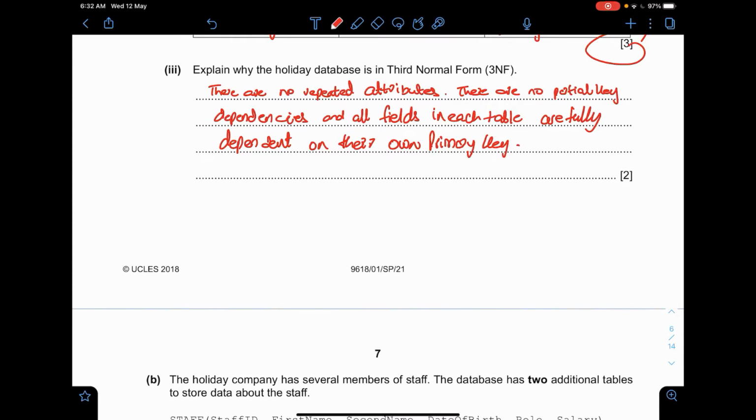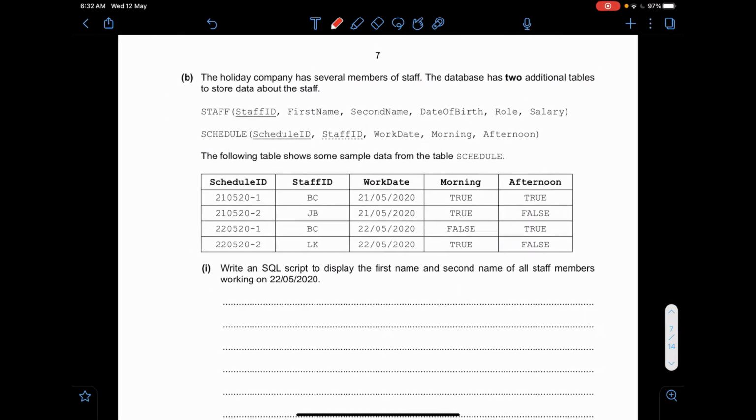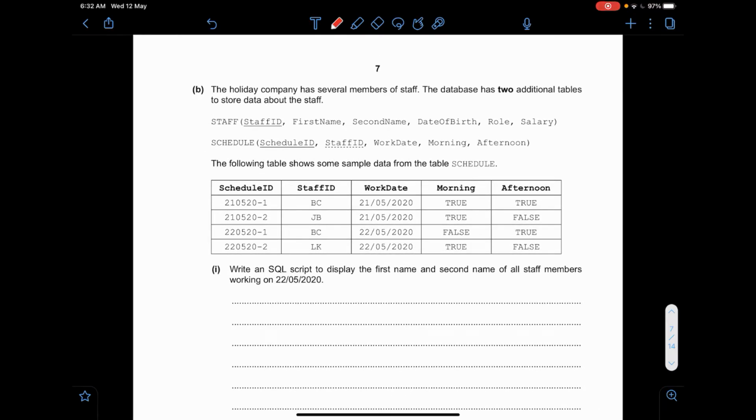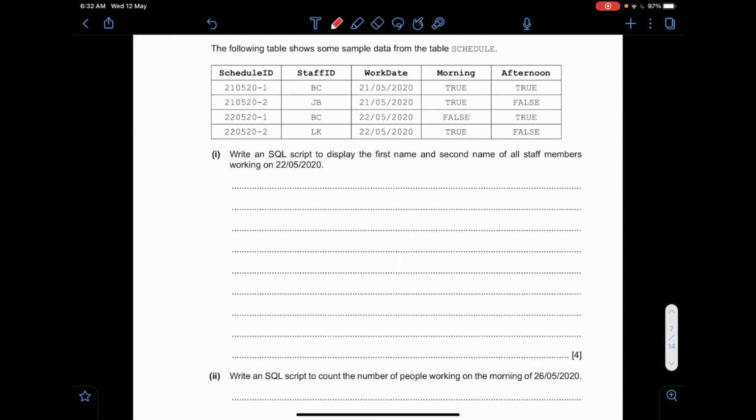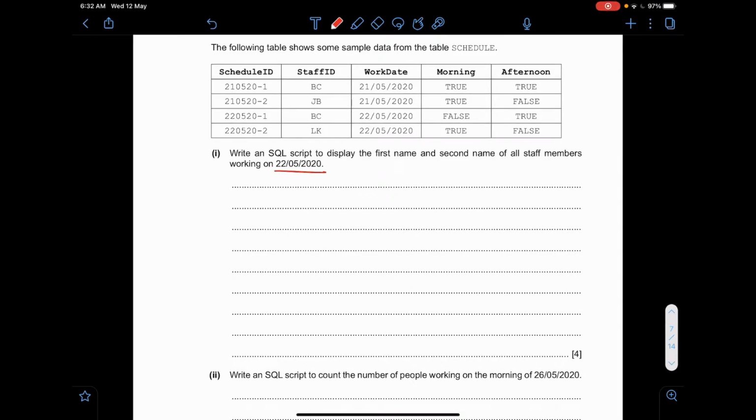Right, and now we move on to the holiday company has several members of staff. The database has 2 additional tables to store the data about the staff, your staff and schedule. So what do we have to do here? We need to write an SQL script to display the first name and the second name of all staff members working on 220520. So we will have to use inner join here.